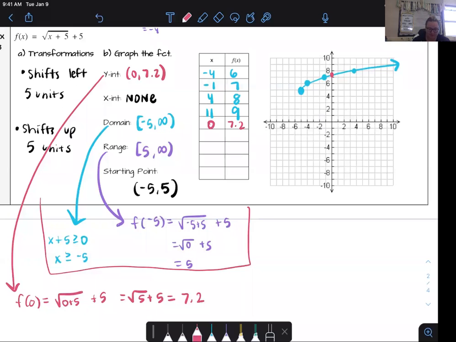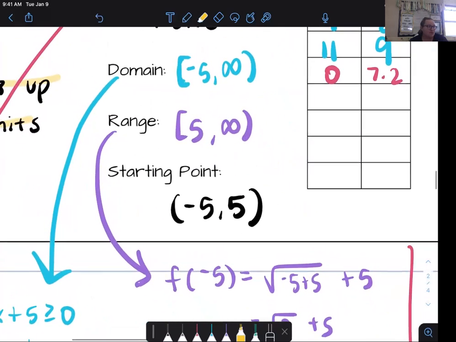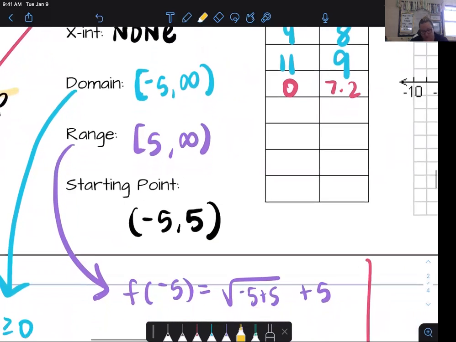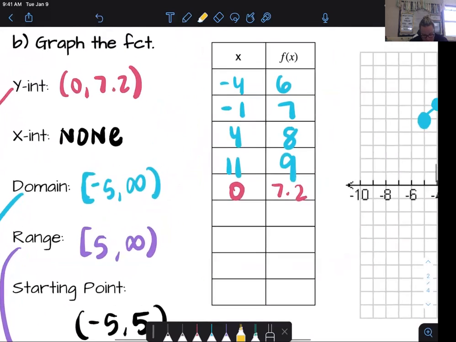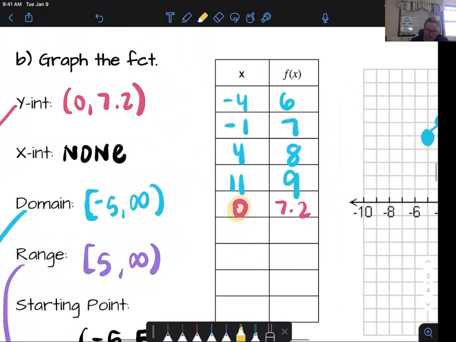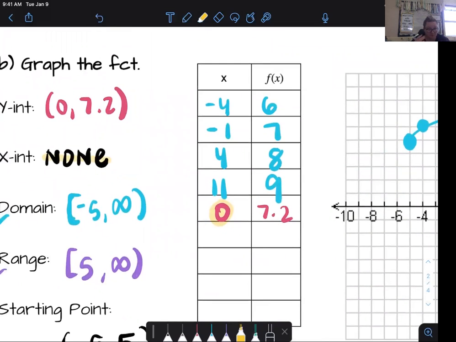All right, so here's my graph. The first thing I identified were my transformations. This adding 5 directly to x will shift us left 5 units. Adding 5 to the whole function shifts us up 5 units. I found my domain and range to be -5 to infinity and 5 to infinity. And my starting point would then be -5 and 5. My y-intercept, when I plug in 0 for x, I'm going to get 7.2. And then what I did was, I noticed because I shift up and to the left, I'm never going to cross the x-axis, so I don't have an x-intercept.